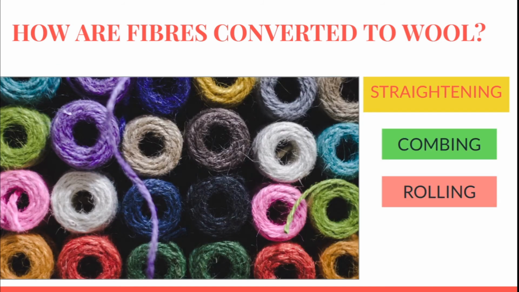Next, once the fibers are dyed, they are straightened, combed, and rolled into a single piece or single thread-like structure, which is called yarn. So all the fibers are straightened, then combed, and then rolled into a machine so that they form a single thread-like structure called yarn. And finally they are rolled into the different rolls.